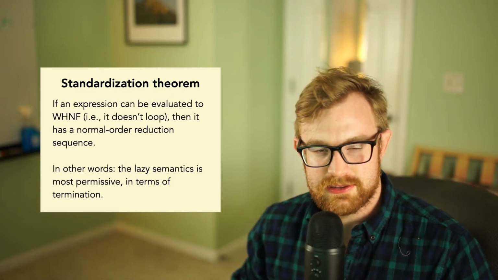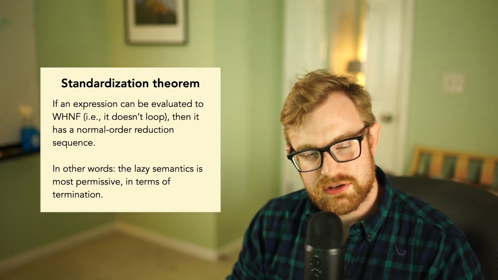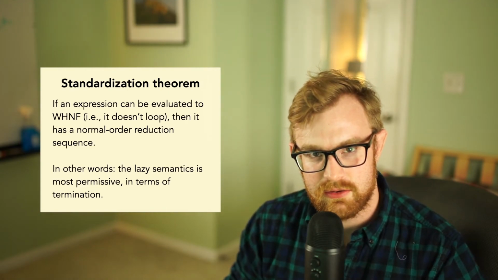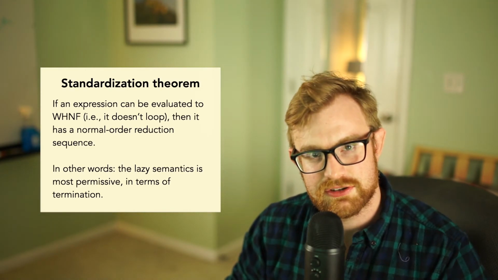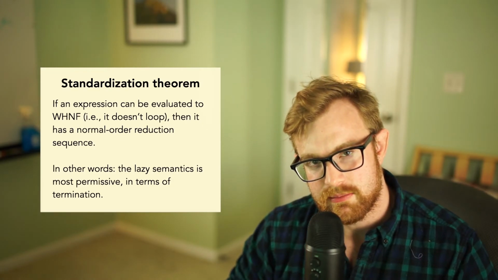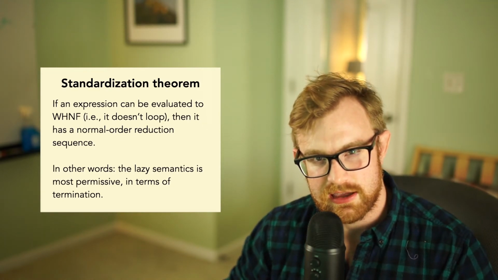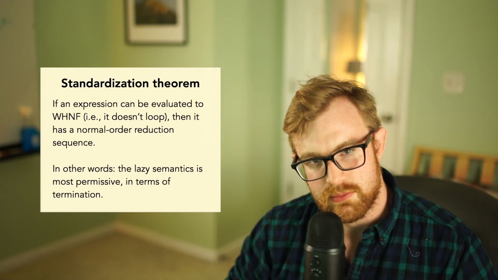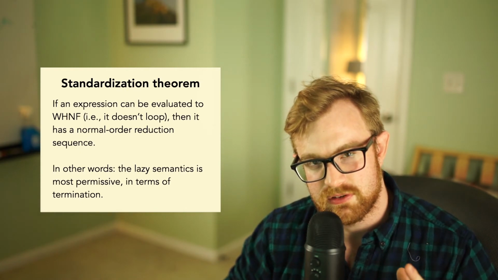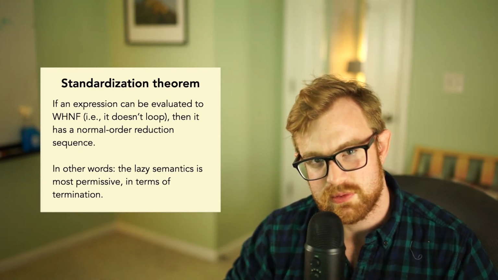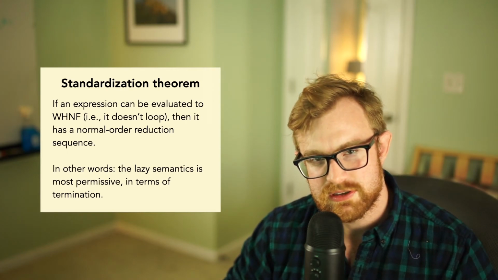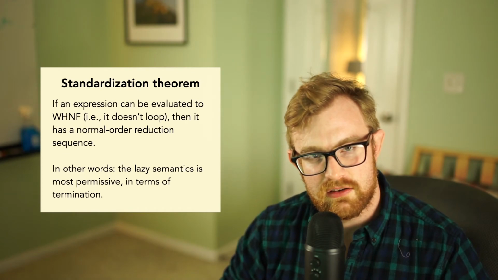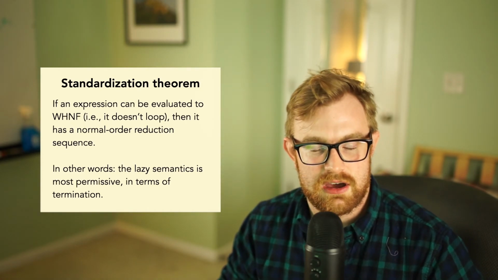So just to wrap up this lecture, I'm going to mention that if a term does have some normal form, that normal form can definitely be found by using normal order or lazy reduction. If we use call by name, normal order, or usually what's called lazy evaluation, we'll always do the least amount of work and we'll always be most permissive in terms of being able to find answers to expressions, assuming that they do terminate. Using the call by value reduction strategy, we're going to do the most amount of work in terms of evaluating computation that might lead us to non-termination.